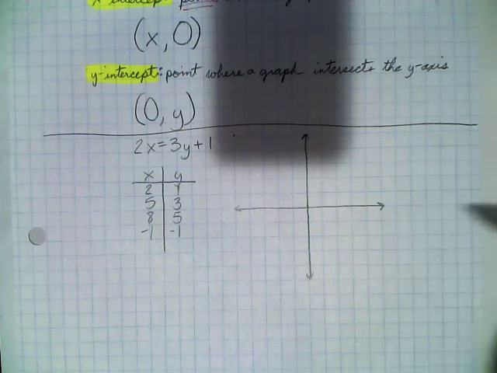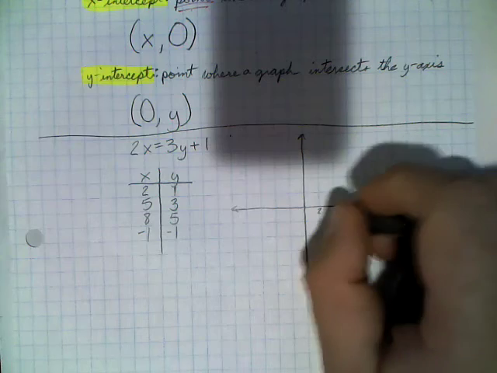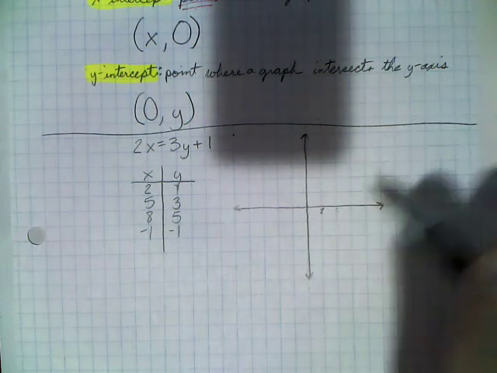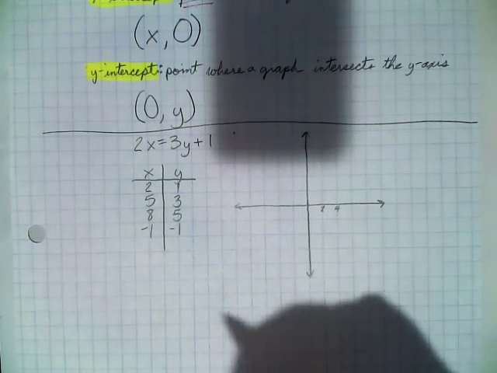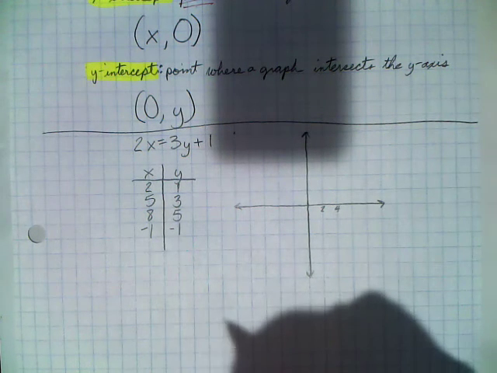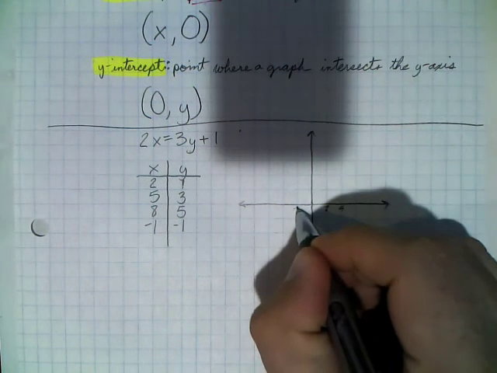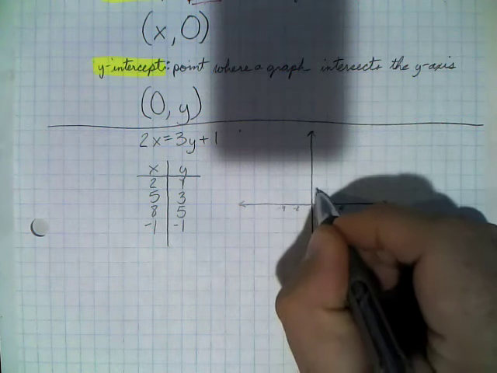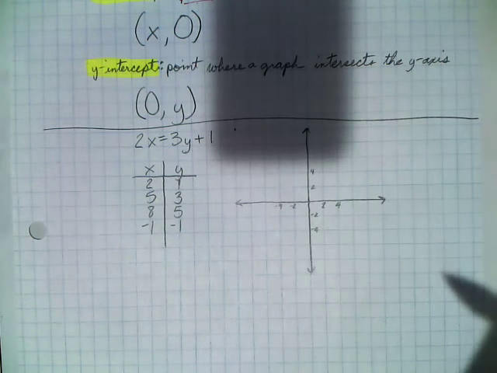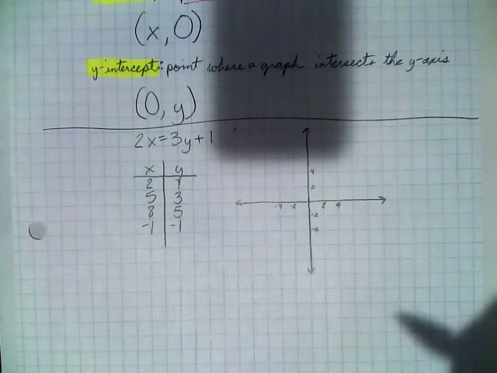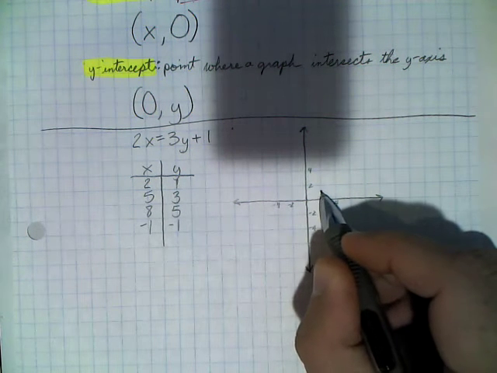And then since we are counting by something other than one, we should be labeling our grid, labeling our tick marks. And you don't necessarily have to label everything. So I'm just going to label a few here. So 2, 4, and then negative 2, negative 4. That's good enough. So let's go ahead and graph what we have now. So we have 2, 1. So 2, 1 would be right there.